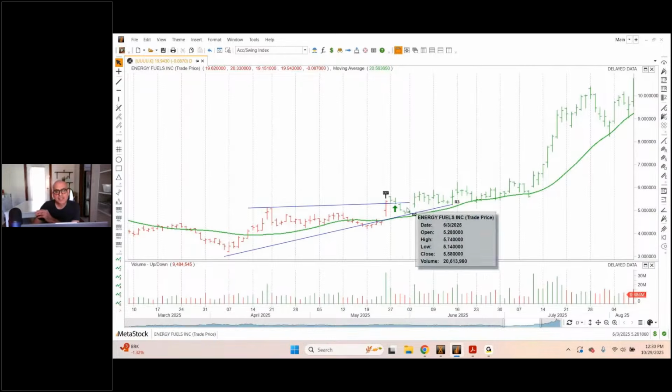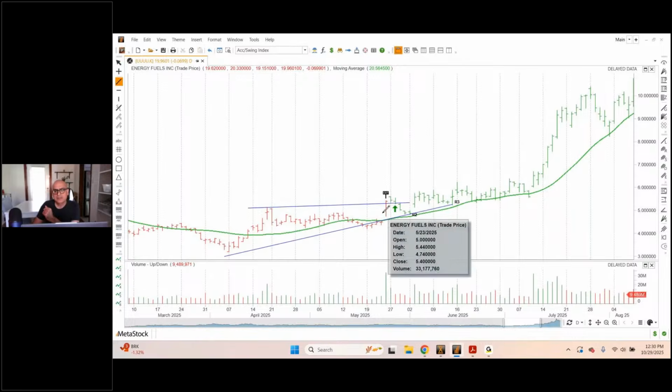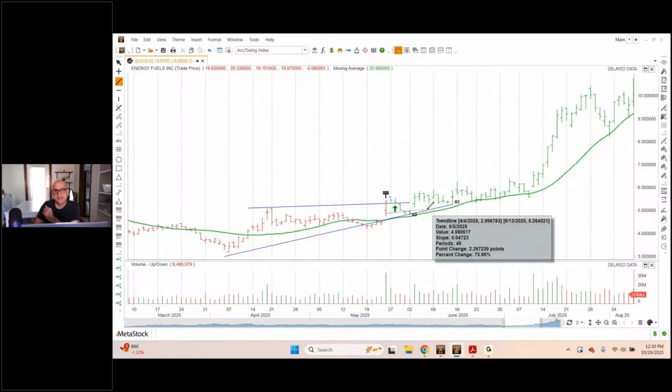So if we were to look at this entry at 530, my stop loss is going to be plotted right at around, say, 490 or so. Okay. Getting this straight is always an issue.